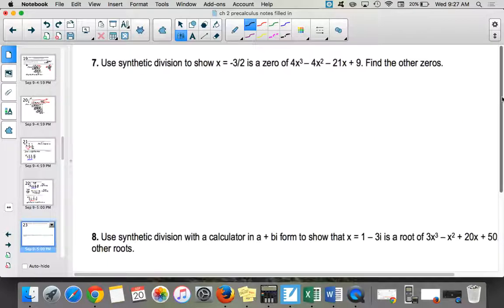All right, so it says use synthetic division to show that negative 3 over 2 is a 0, and then find the other zeros. So if it's a 0, that means it's an x-intercept, which means it factors evenly, right? It means like it's a factor, like x plus 3 over 2 would go into it evenly. So we want to show that we get a remainder of 0.